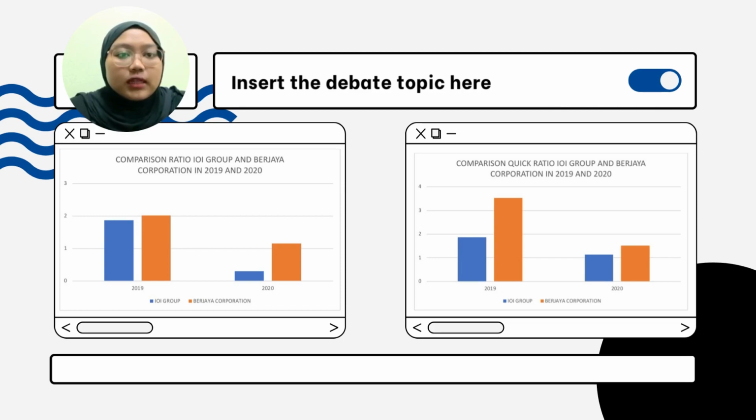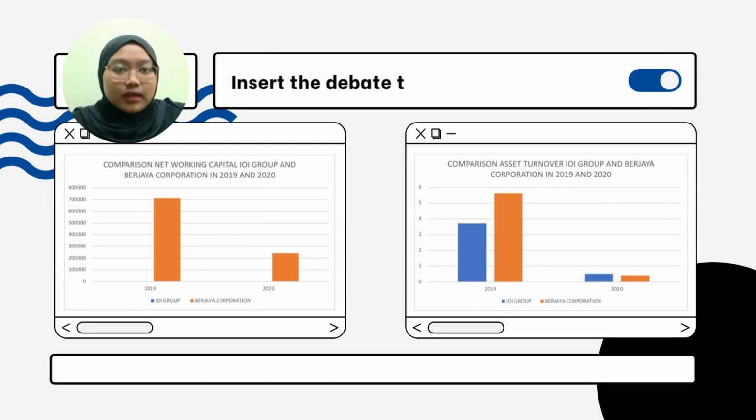Based on this data, we can conclude that the Berjaya Corporation has a higher quick ratio to manage its finance for short-term obligation than IOI Group, because Berjaya Corporation has inventory that could help with the liabilities.